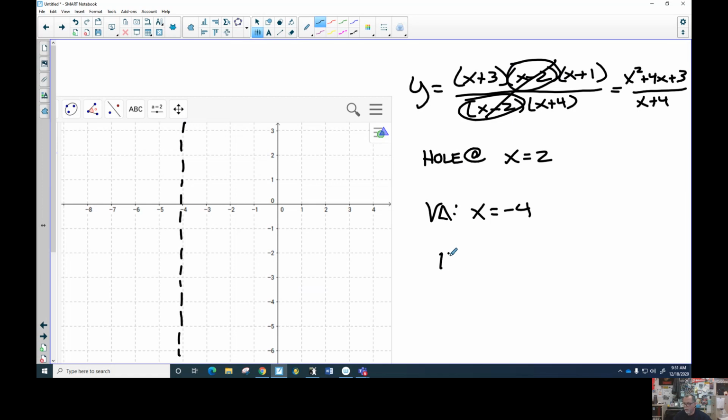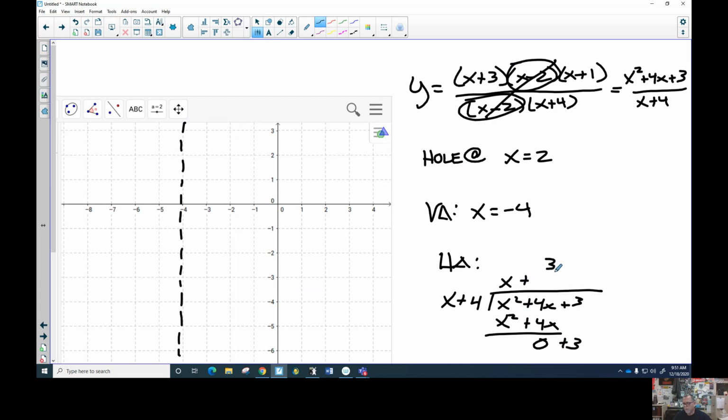And in terms of a horizontal asymptote, well, if I divide x plus 4 into x squared plus 4x plus 3, I would get x. That gives me x squared plus 4x. So that becomes 0 plus 3. This does not go into 3, so we have a remainder of 3 over x plus 4.